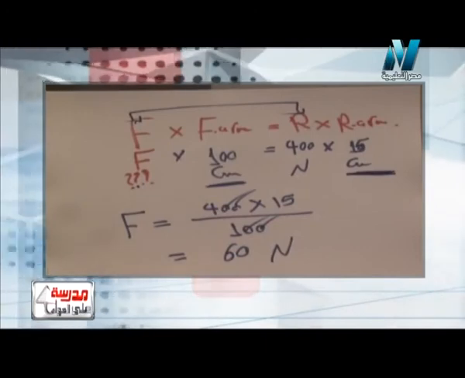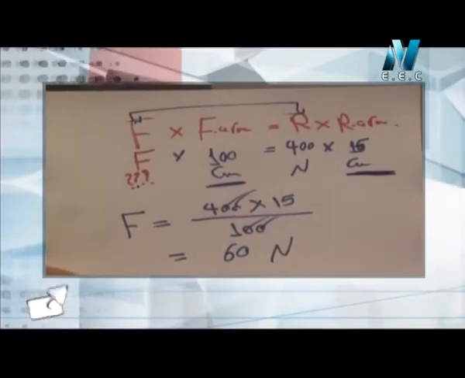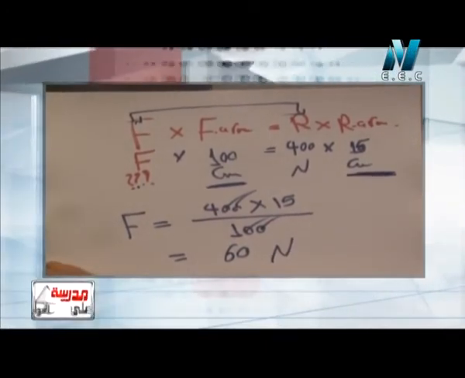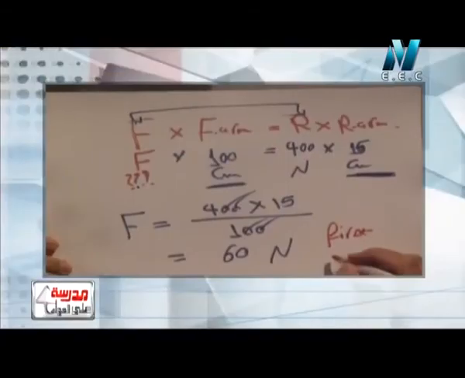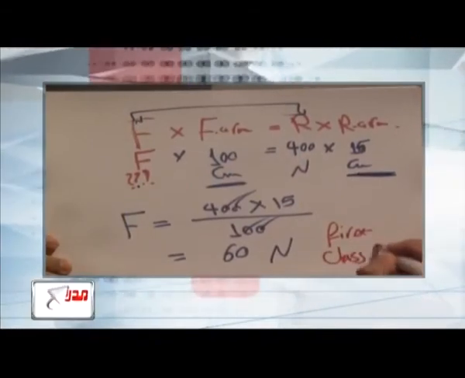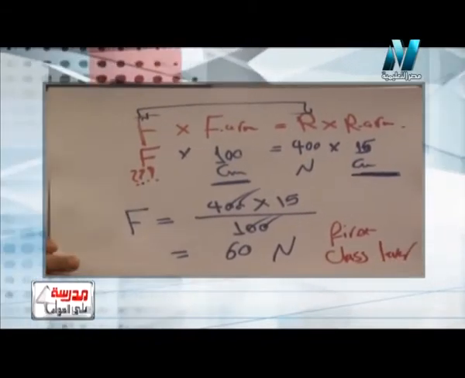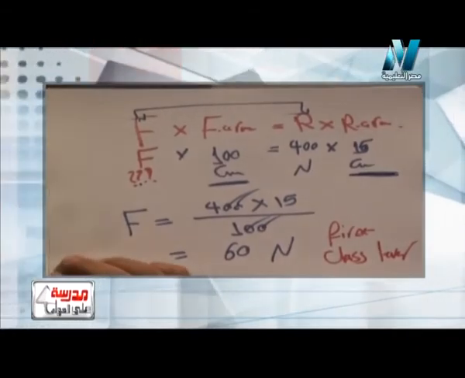So if effort force arm is longer than resistance arm, it may be second class lever or first class lever. But the question says again it's a crowbar, so surely it will be the first class lever. So we can write that in this problem it will be the first class lever.